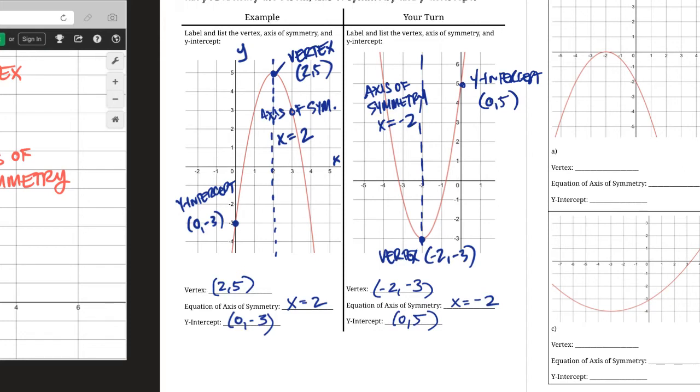So you'll notice in this case, the vertex can be at the top or the bottom of the parabola, depending on which way it goes. So here, the vertex was at the top. Here, the vertex is at the bottom.